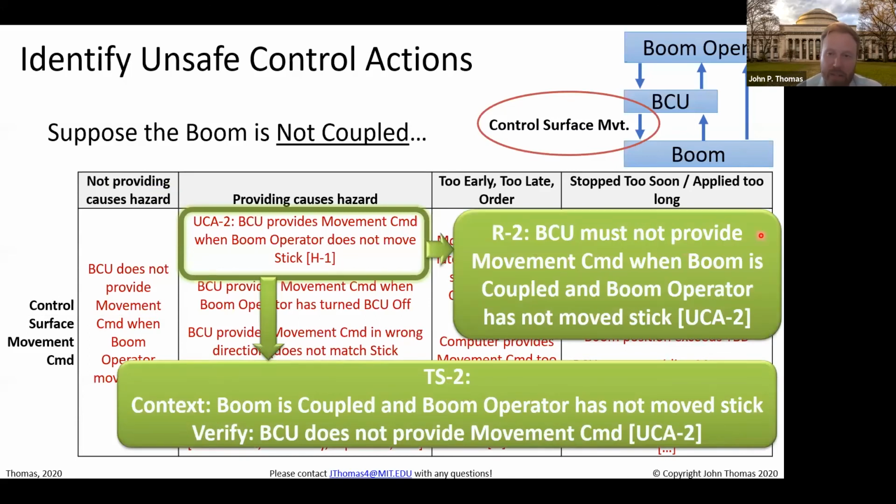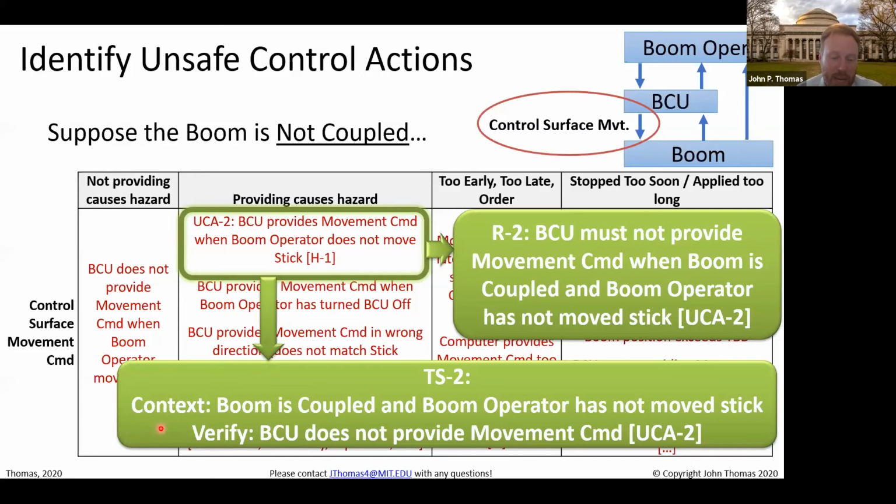Again, I fully understand some of the difficulties with shall nots and must nots. You can call this a safety constraint if this helps, but these are really useful to designers and engineers in a lot of ways. This is very useful information to know. If these things happen, we have to design the thing so that it doesn't provide these movement commands.